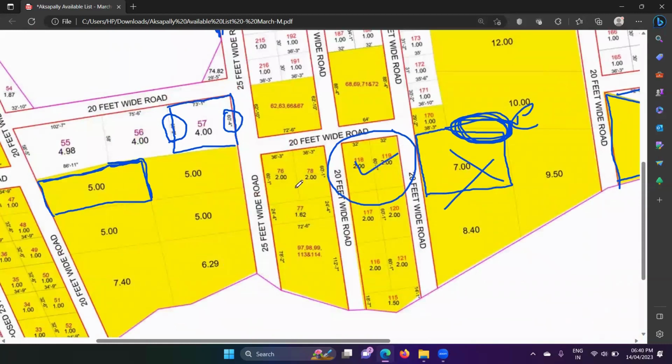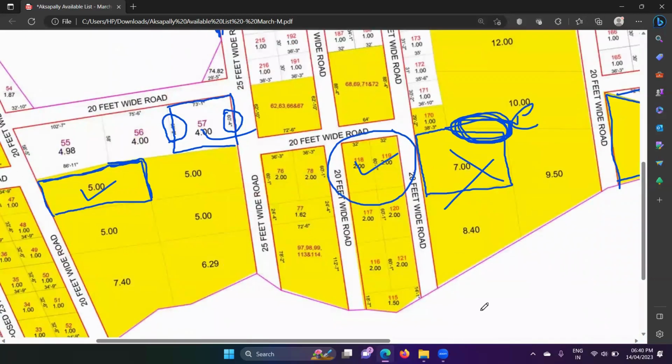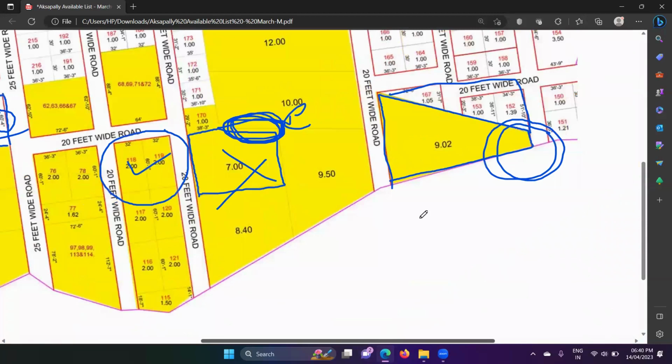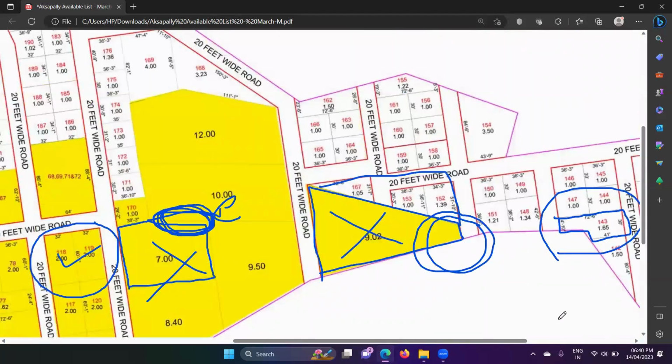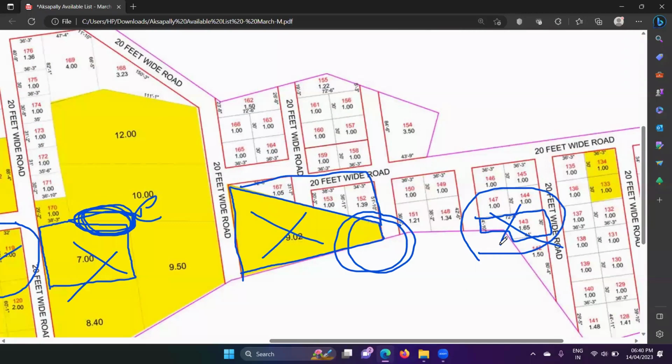This is good to go. Both of the properties are good to go. This is still good to go. This is good to go. And there is another property here, this one. This is also very bad. Not at all good to go.